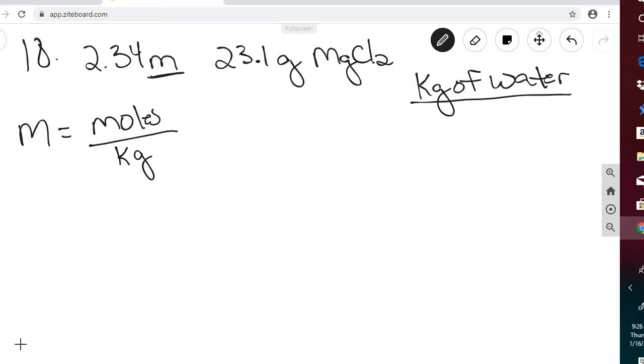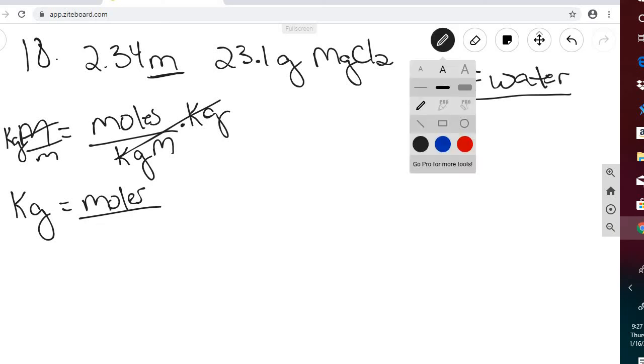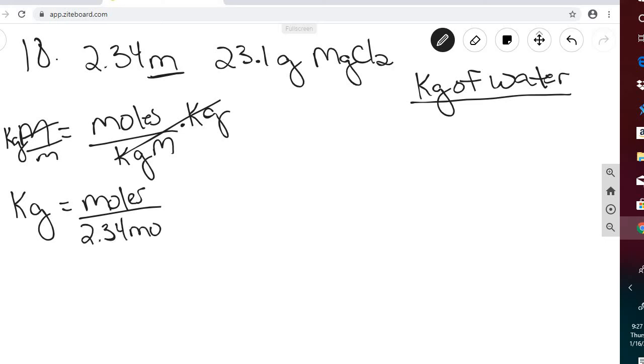Okay, so we can go ahead and convert this 23.1 grams into kilograms by, I'm sorry, no, I'm sorry. We're solving for the kilograms. So let's go ahead and do that. So we're going to multiply both sides times kilograms, and then divide both sides by the molality. So kilograms, which is what we were asked to find, is equal to moles divided by molality. Okay, so we're given the molality as 2.34, and that's moles over kilograms.